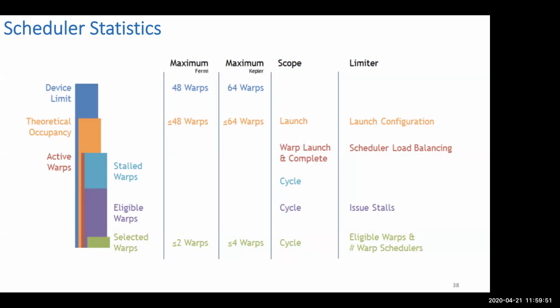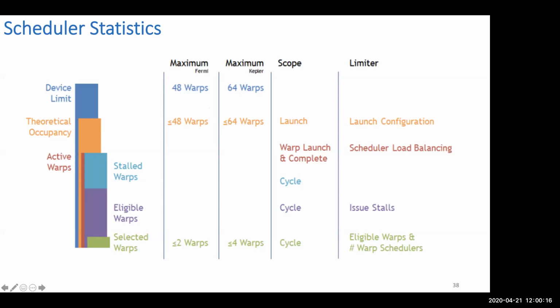Carl, it may be helpful to know that these warps are actually retired kind of in order. So if the long-running warps are the oldest ones, then they will block the new warps from coming in.